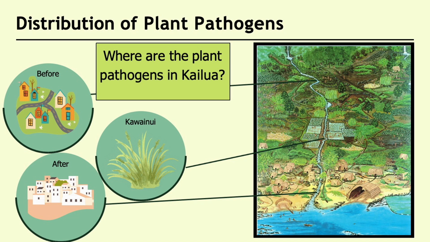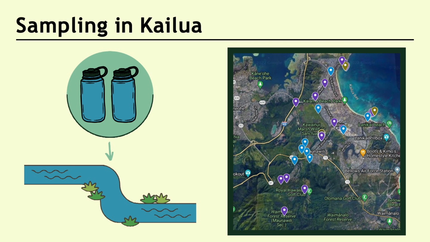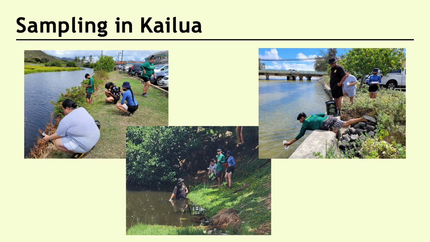We did that first by sampling all across the water streams in Kailua from mauka to makai, and here you can see the map and the points where we collected water. We collected 1 liter samples in duplicate from the streams, and here we have pictures of my cohort collecting samples at the beginning of the summer.